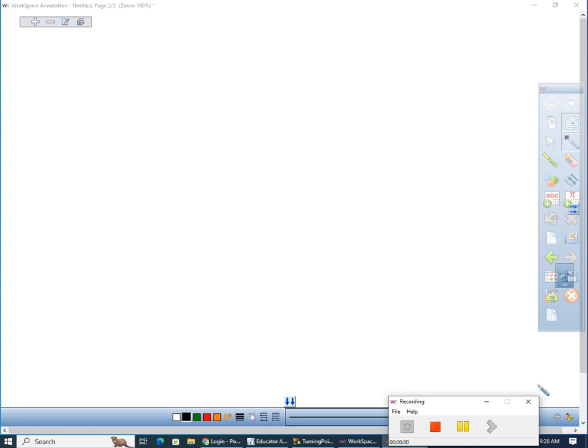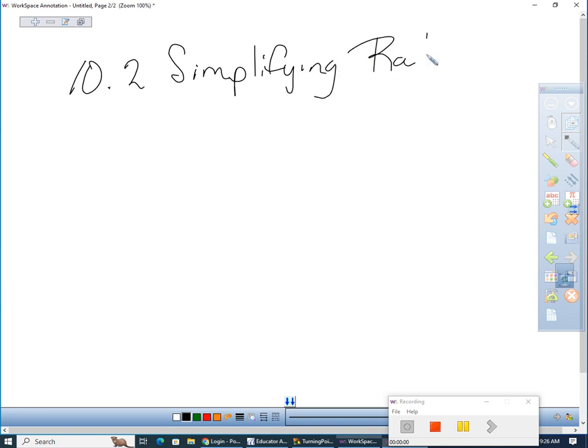We are actually going to do 10.2, and it is called simplifying radicals. So we're actually going to do two things in this section. We're going to simplify radicals, and then we're also going to multiply radicals and simplify. So we've got to start with simplifying.